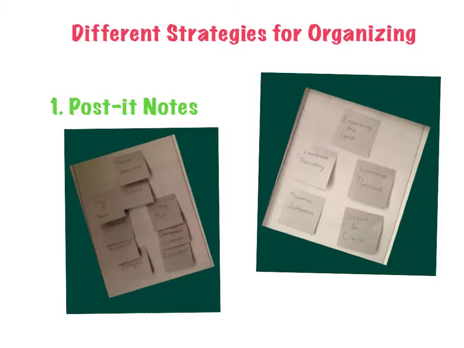For example, under the westward expansion, this person wrote about Native Americans and expanding the land. Then they took different Post-it notes under each category and wrote more things that they could write about.